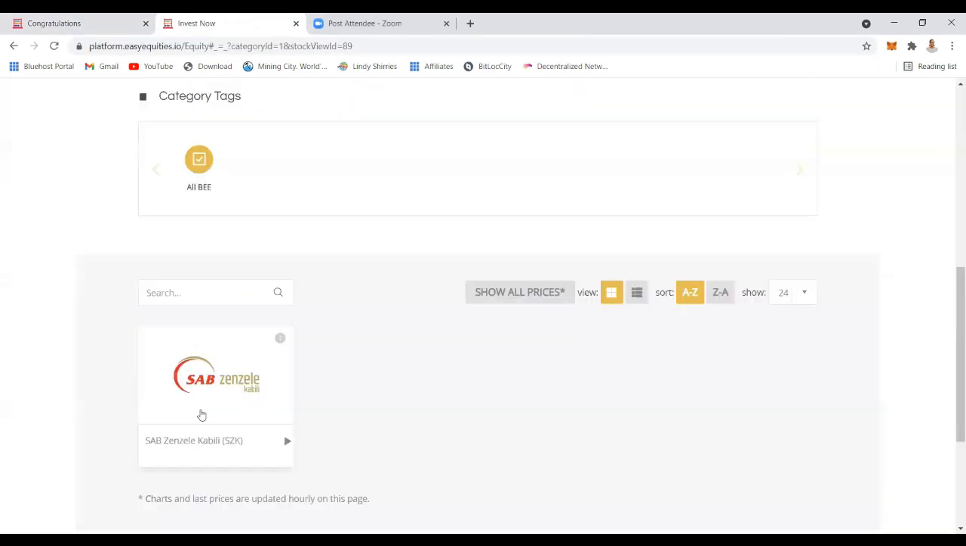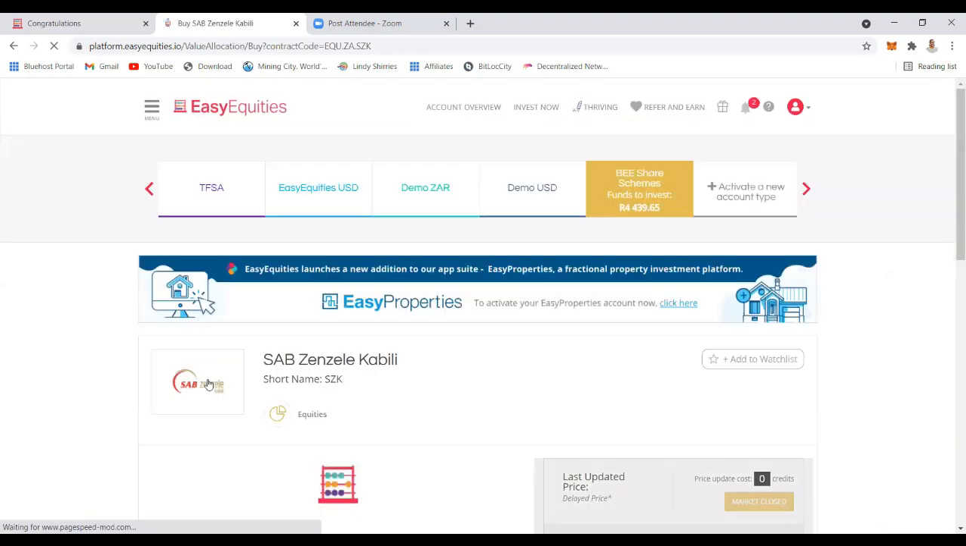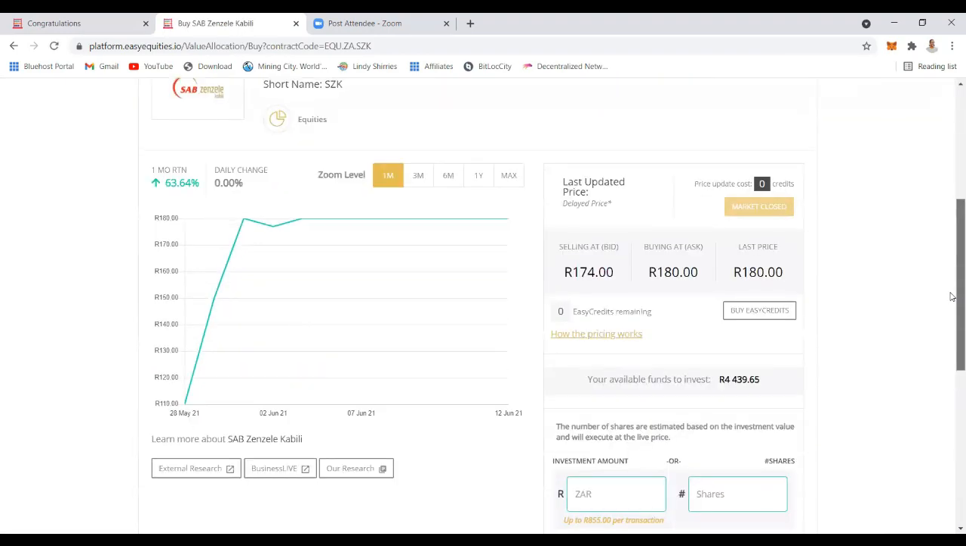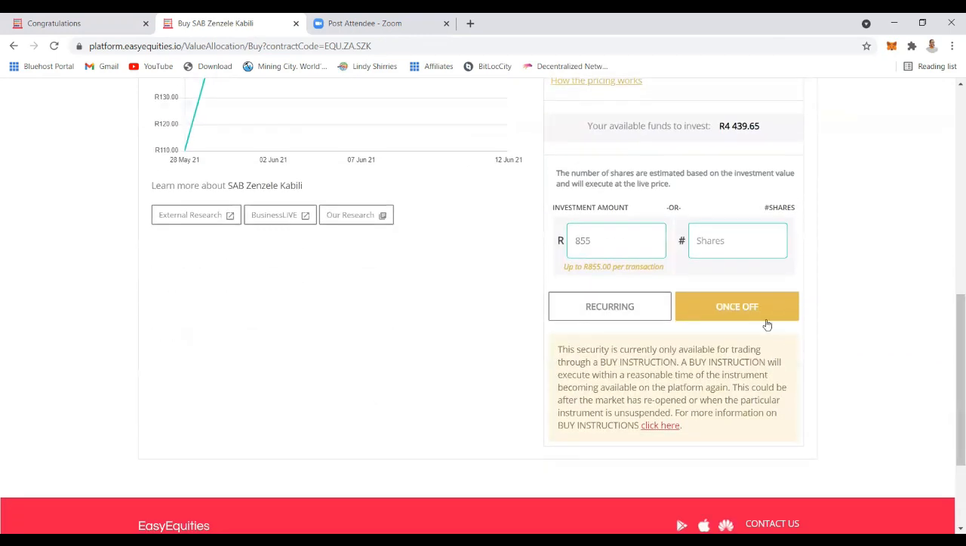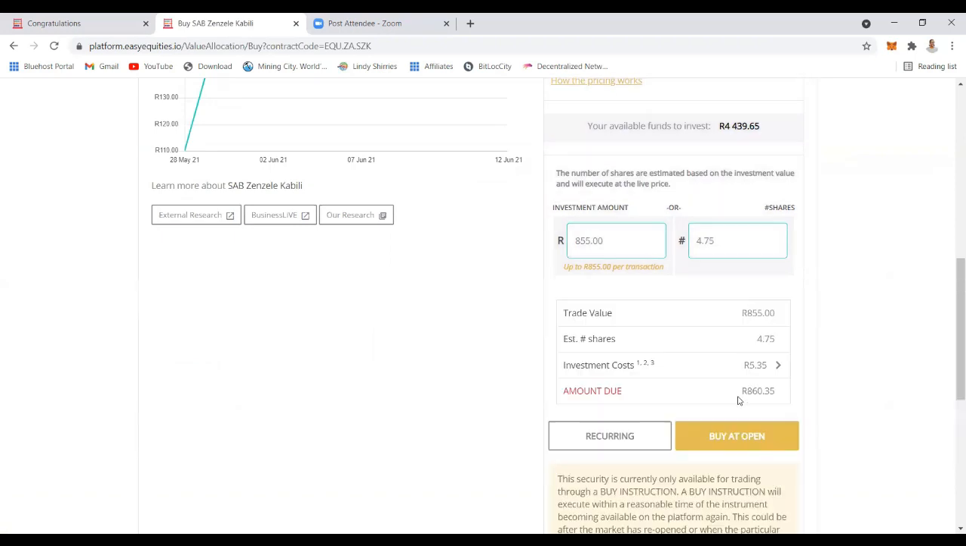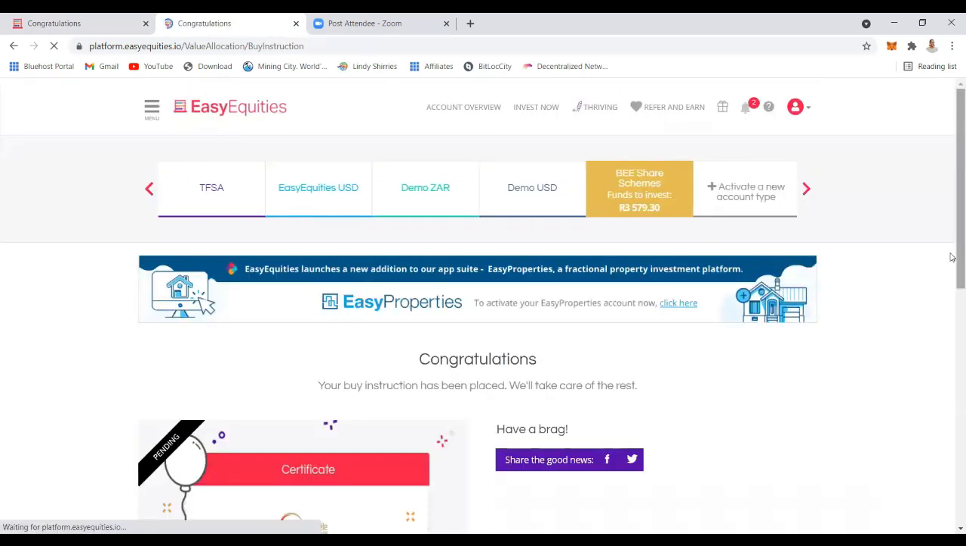You can also share that on social media, because remember, the more people know about this share, the higher the price and the demand will be for this share. Let's go ahead so I can do it slowly for you guys to see. Remember, it's 855, which is around four shares, and you click once off, and then you can buy multiple times. You can also specify any amount that you have. I'm not sure what the limit is, but I'm sure you can just do 180 if you want to buy one, and then you click buy at once, and again, you get another certificate.